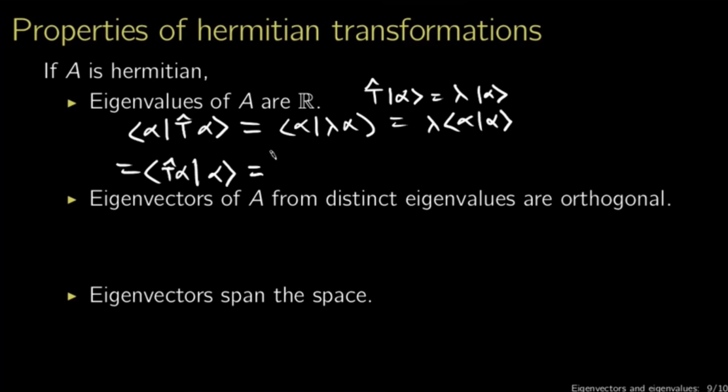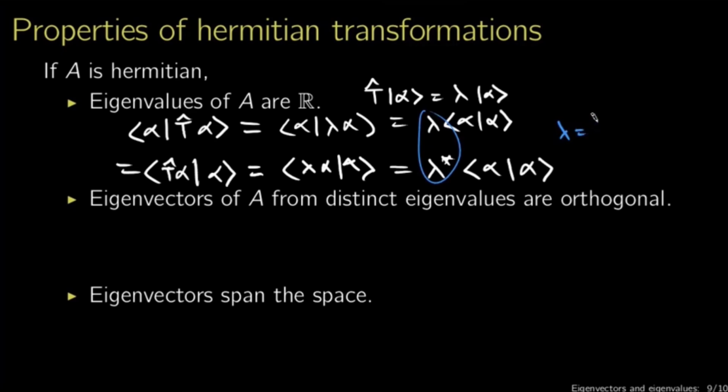And again, you know what T does to alpha. It gives you lambda times alpha. But now we have lambda left multiplying something. And on the left here, we're dealing with a Hermitian conjugate of our vector. So essentially we have to complex conjugate lambda. So we'll end up with lambda star, and then alpha inner product with alpha. So if these two are going to be equal to each other, lambda equals lambda star, we know the eigenvalues of this transformation are real.